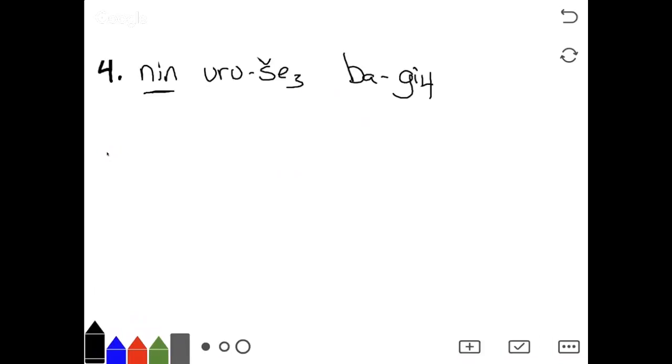Now, we remember that E is the ergative marker, right? And the ergative marker marks the agent of a sentence. So let's just define it again really quick. What's the difference between an agent and a subject? Well, the subject of a sentence, we know what that is, right?